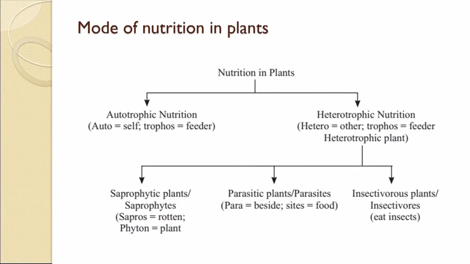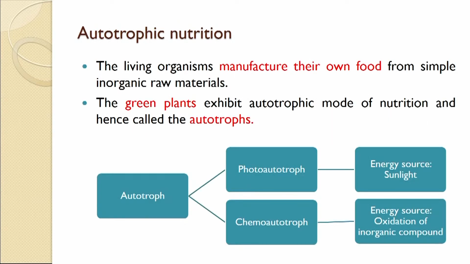Then comes the mode of nutrition present in the plant. Based on nutrition present in the plant, we can classify it as autotrophic nutrition as well as heterotrophic nutrition. Further, we can classify the heterotrophic nutrition as the saprophyte, parasitic plant and insectivorous plant. So what is autotrophic nutrition?